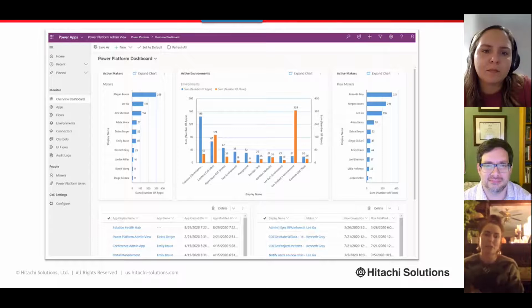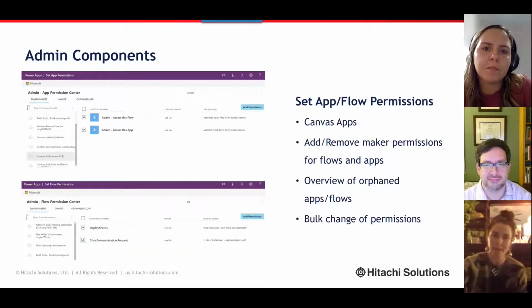Once you implement the tools and once you get your flows up and running, you'll be able to see from here, in the overview dashboard, exactly who my makers are, what my environments are, what kind of flows are running, what kind of connectors they have. All that good stuff is going to be right at your fingertips. So I'm going to go through some of the tools, apparently, because I've forgotten the flow of this presentation, but here we go.